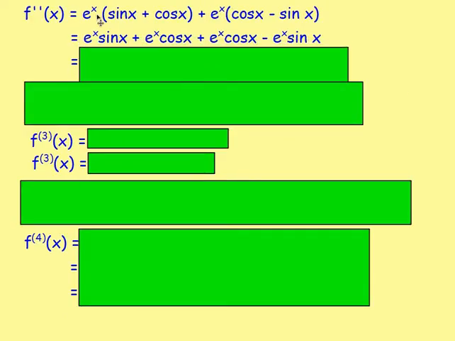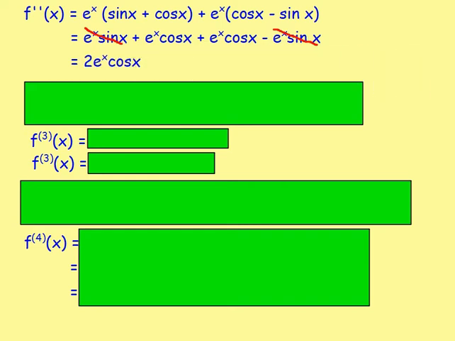If you multiply the brackets, you get e to the power of x times sin x and e to the power of x times cos x, and the same with this bracket here. But the whole point in doing that is you have an e to the power of x sin x, and then you're taking away an e to the power of x sin x. And you're left with e to the power of x cos x and another e to the power of x cos x, which means you've got two of them. So you have 2 e to the power of x cos x.